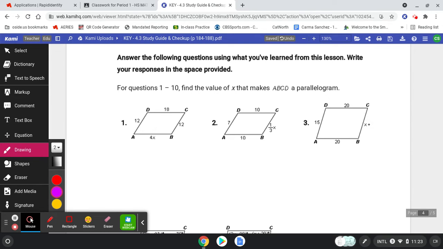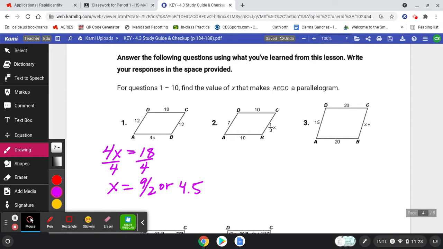Do you see already that 12 and 12 are matching? There's my two opposite congruent sides. So the other two sides are congruent, so we're going to set those equal. 4x is equal to 18. And you can leave this as 9 halves, or you can actually grab a calculator and divide 18 by 4, and you get 4.5. So you can leave it as a fraction or a decimal.